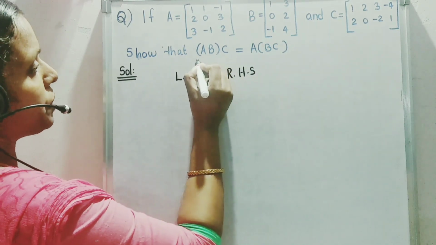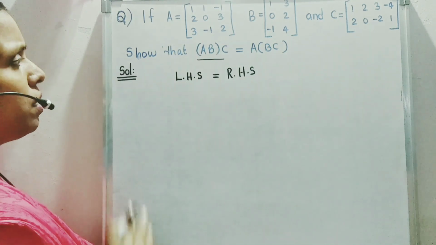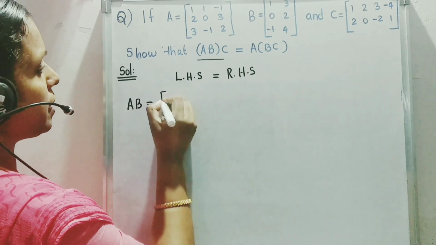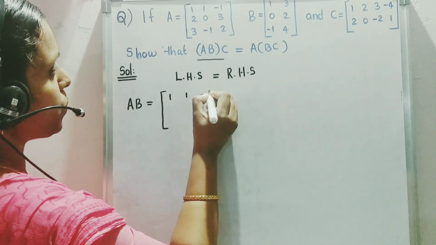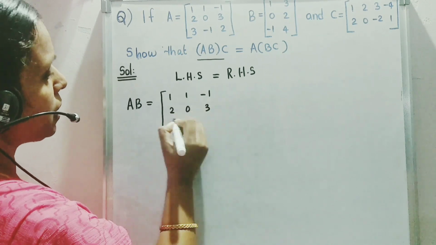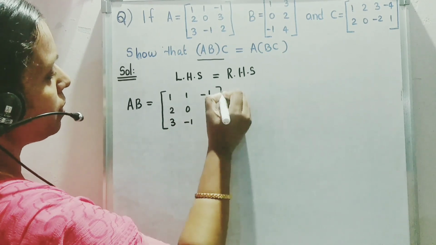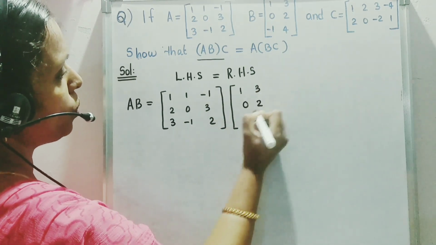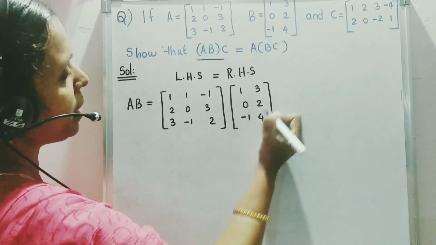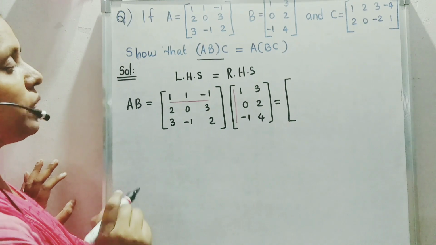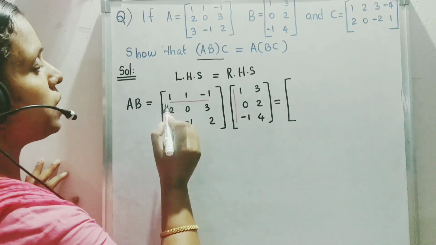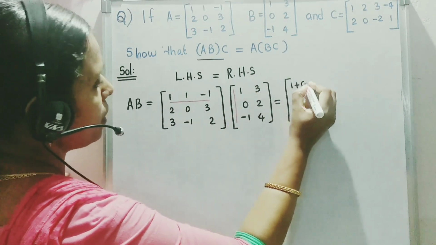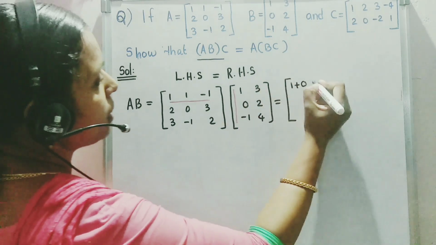First we take the left hand side, AB into C. First we calculate AB, that is A into B. Here A is matrix 1, 1, minus 1, 2, 0, 3, 3, minus 1, 2. Then B is matrix 1, 3, 0, 2, minus 1, 4. Then multiply. First we take first row with first column. That is 1 into 1, we get 1. 1 into 0 plus 0. Then minus 1 into minus 1, that is 1 plus 1.